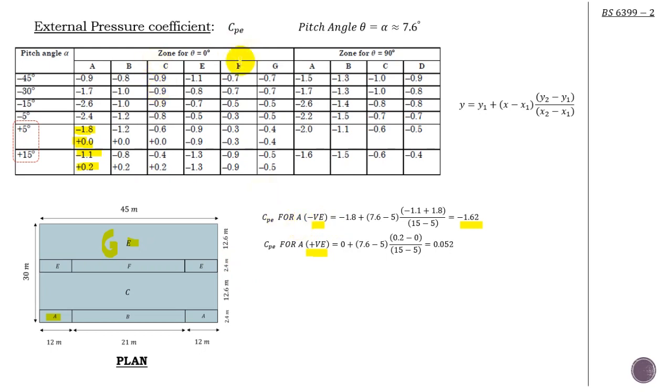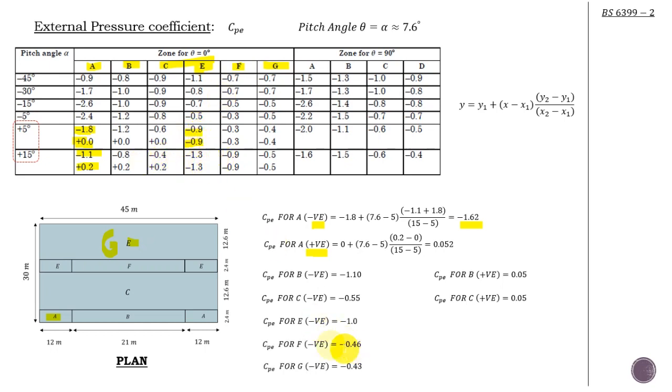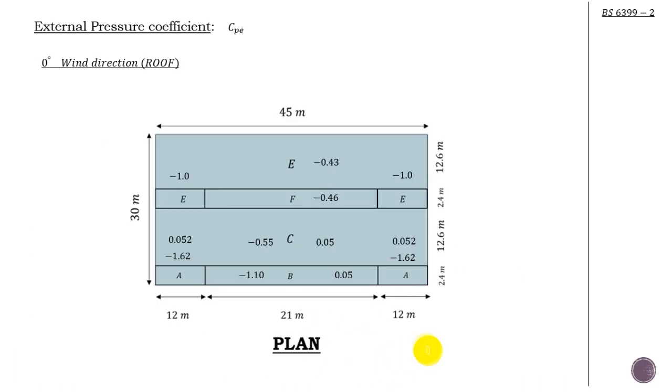We carry on the same procedure for A, B, and C. But for E, F, and G, as you might notice here, we only have negative values, so we just do it once. And that's it. Now we have the external pressure coefficients for the roof for each corresponding area: A, B, C, E, F, and G.